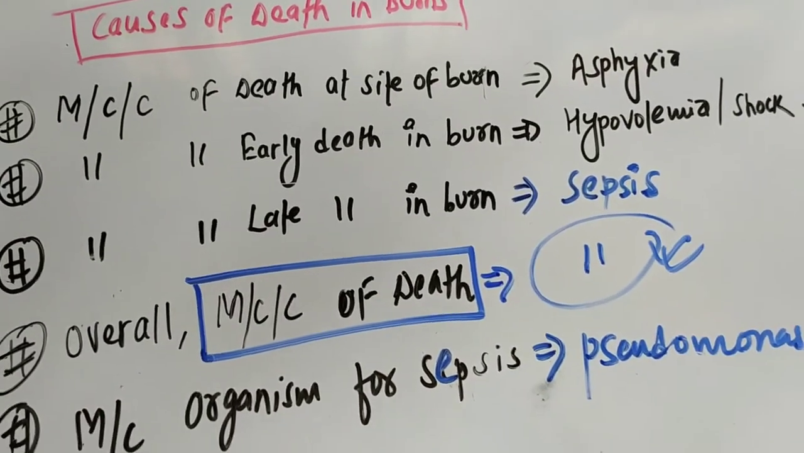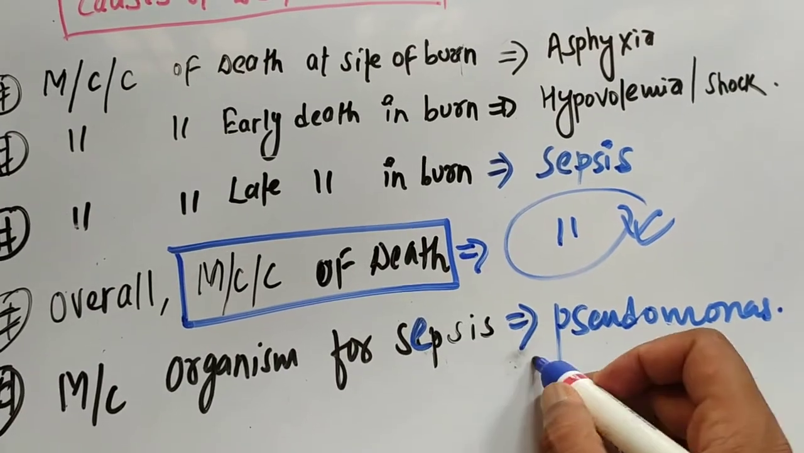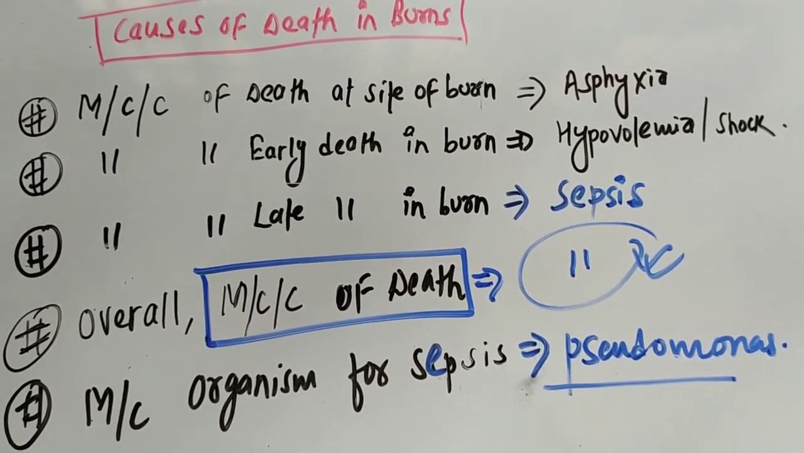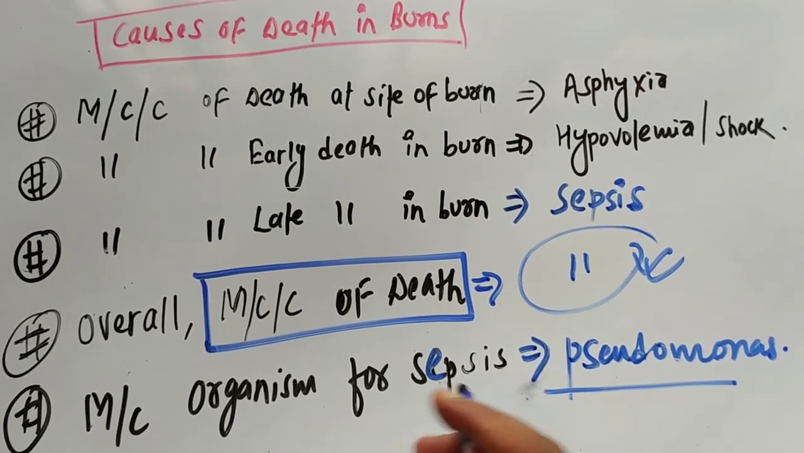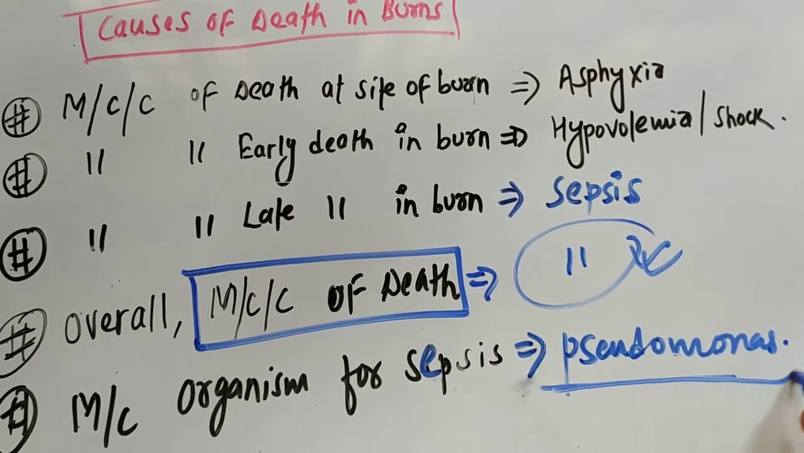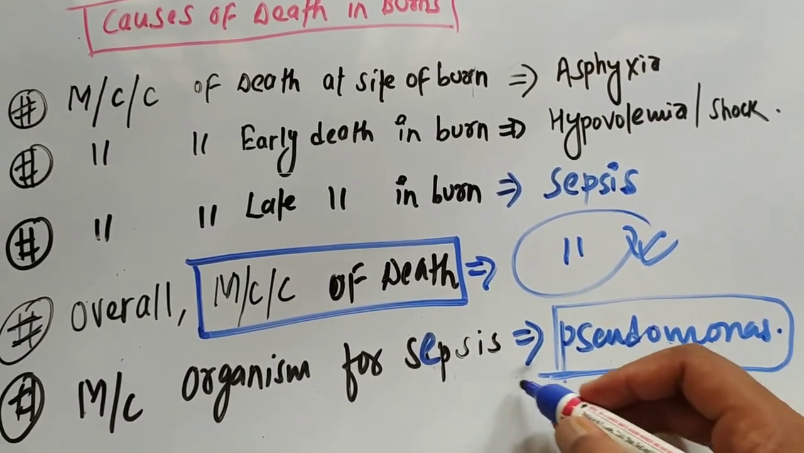And the most common organism for the sepsis is Pseudomonas. As you may have seen, patients with burns have green pus around the site of burn. So the organism that is responsible for producing the green pus is Pseudomonas.